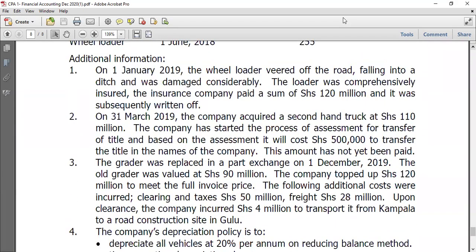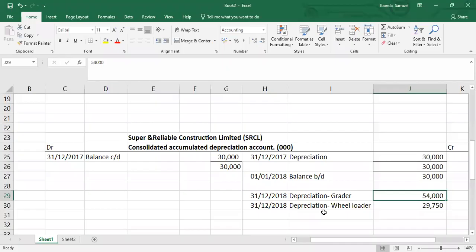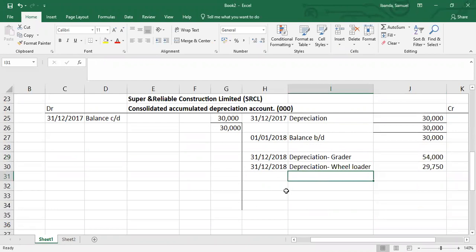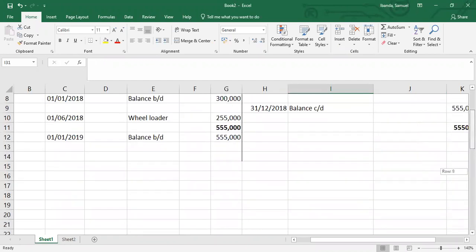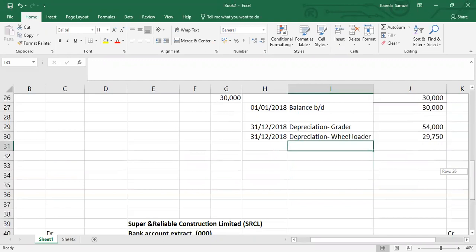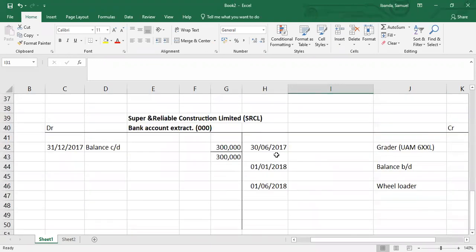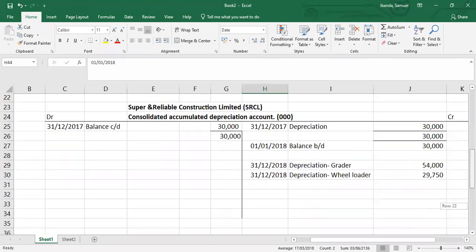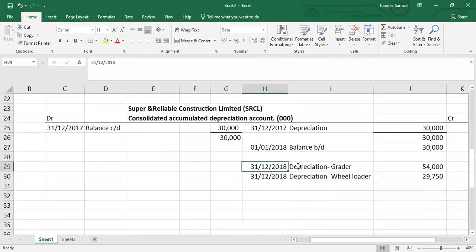Now, since I'm done with the depreciation and there's no other action there, I'm actually going to balance it off and also balance off my bank account. So the way I'll balance it off, remember we started with 30,000, we've added this. So when you get the total, this is 113,750.